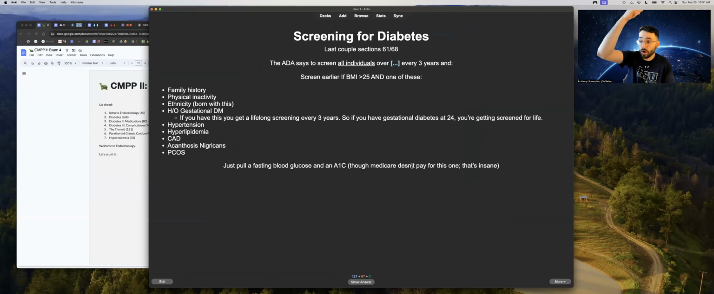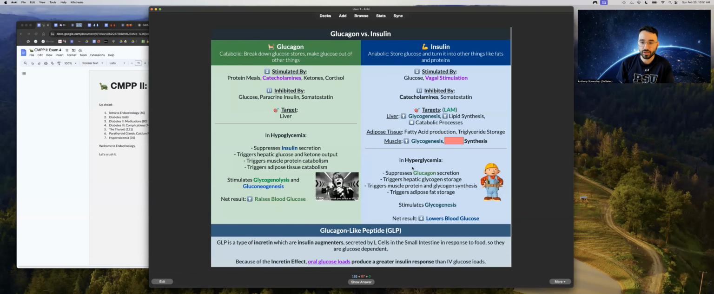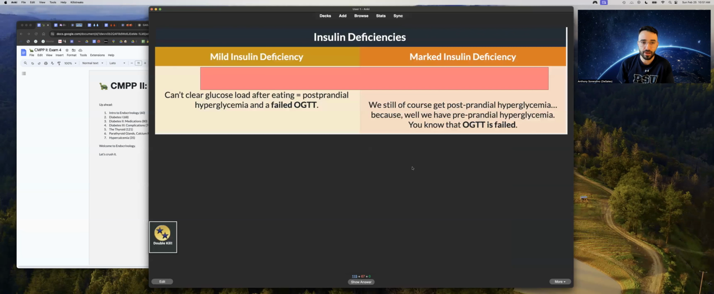So that's for DM1 and bottom right, which is going to be LATA. The ADA says to screen all individuals over what age every 3 years? 45. Muscle, glycogenesis, and what synthesis? Protein for insulin. Yeah. Mild insulin deficiency.